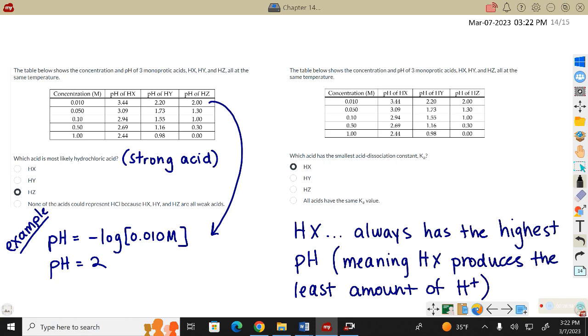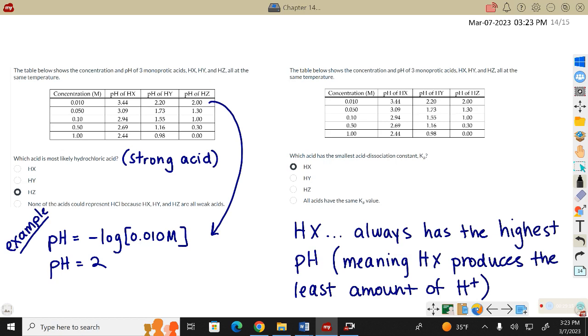So if the concentration was 0.01, I actually did get 0.01 moles of hydrogen. If I were doing the same thing with HX, taking the opposite log of 0.01, I don't get a pH of 3.44. The pH is a little bit higher, meaning that it did not fully ionize. So both HX and HY must be weak acids. HZ is strong.